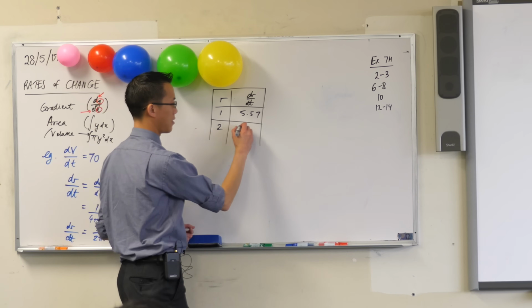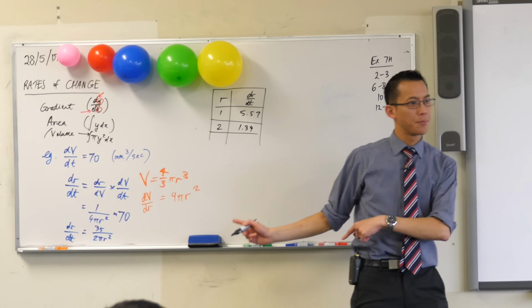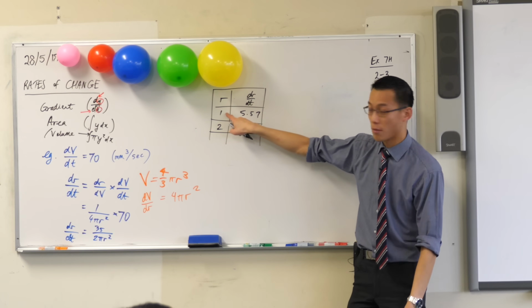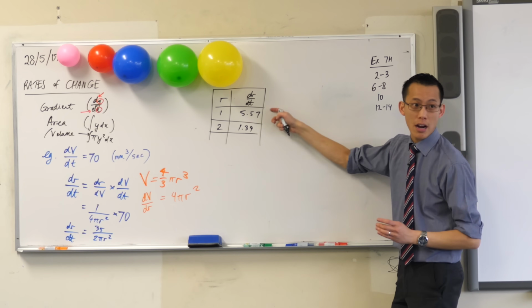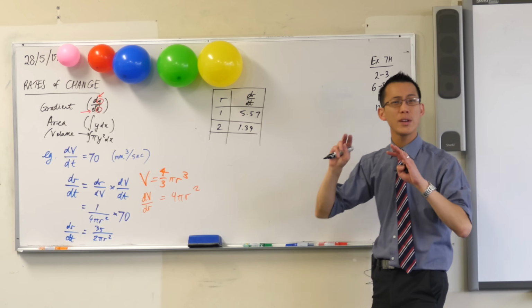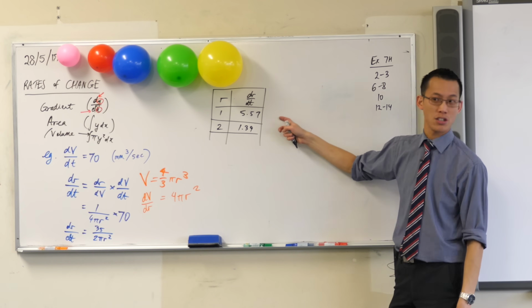1.39. Okay, now just pause before we put in another number. What's happening? Well, the balloon is getting bigger. It's gone from 1 centimeter radius to 2 centimeters radius. But what's happening to dr and dt? It's slowing down. It's decreasing. It's slowing down really fast, right? But do note, it's still positive. It hasn't gone negative or anything like that.